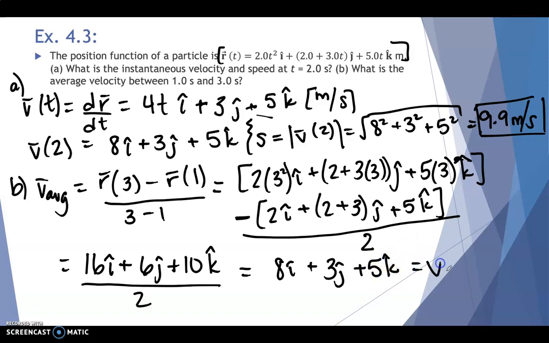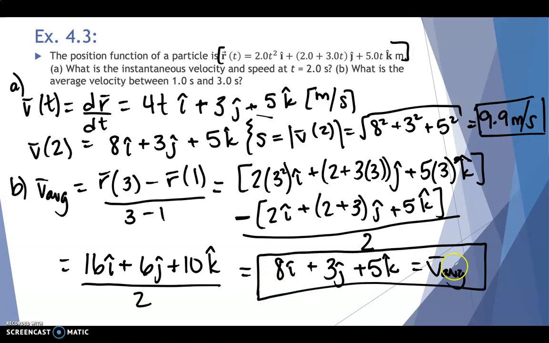Okay, and so this is our average velocity here between 1 and 3 seconds. Okay, and again, you could go further and find your, well, I guess not. This is really all that we're looking for in this problem. Okay, so we've got our instantaneous velocity and speed, and then we have our average velocity.